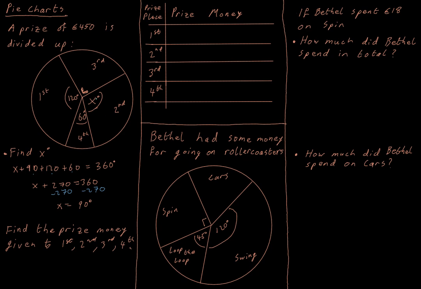So now we know that x is 90, so what I would do is go and put that information into my diagram. I would make sure that I included that information in my diagram so I'd be able to tell myself the story of everything that I knew. Now find the prize money given to the first, second, third, and fourth place winners.